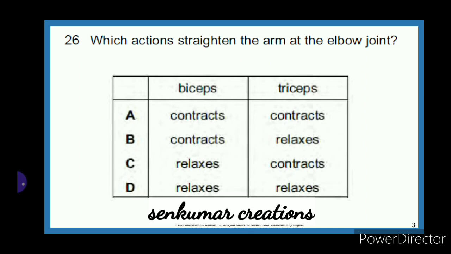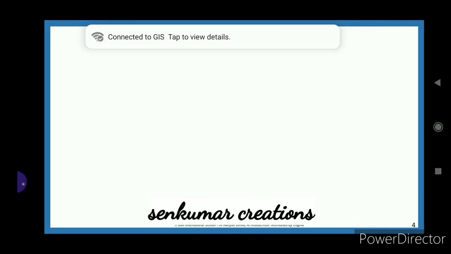See the question: which actions straighten the arm at the elbow joint? So what is the answer for this question? Biceps contract. So when we keep that elbow straightened, what will happen? Straightened means both relax? No, okay. So biceps relaxes and triceps contracts, we can say. Okay, students, let's see the next question now.